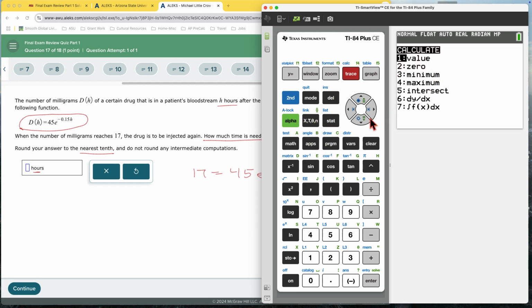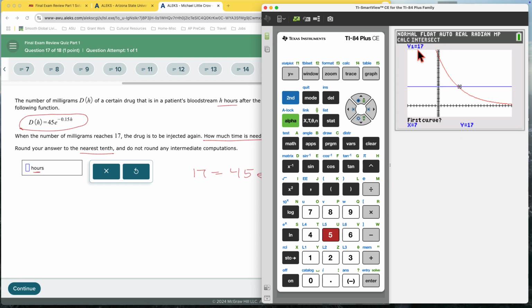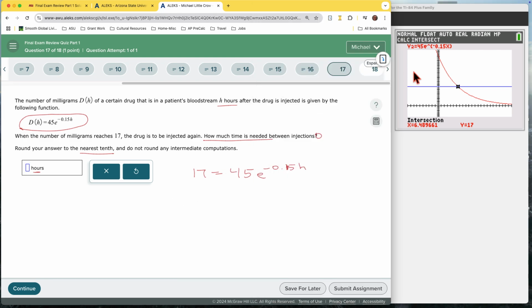Second calc, we go to intersect. Again, it jumps onto one of these. It's on Y1, and yes, that's one of the graphs I want, so I hit enter. It jumps over to Y2, and I say yes by hitting enter. Then for the guess, I just hit enter, and it jumps to the point, and here is our answer. There will be 17 milligrams in the bloodstream after 6.5 hours, rounding to the nearest tenth of an hour. So there's our answer. Here, we just enter that in.